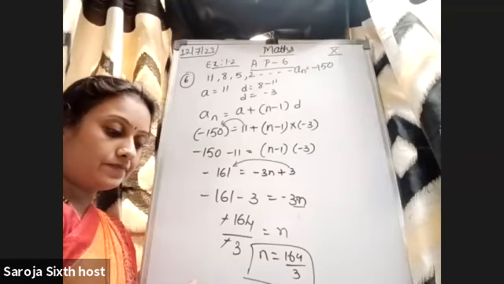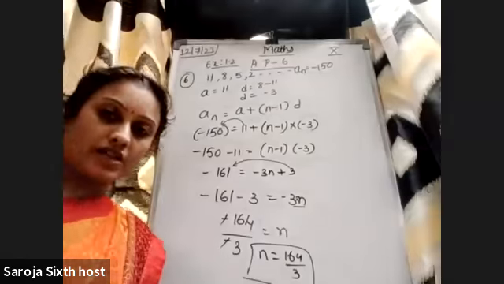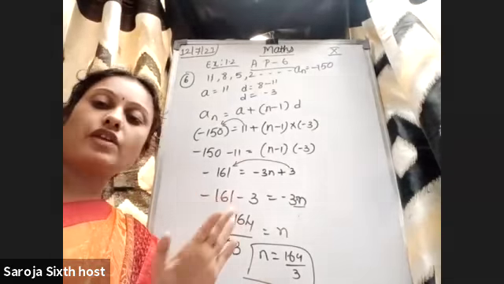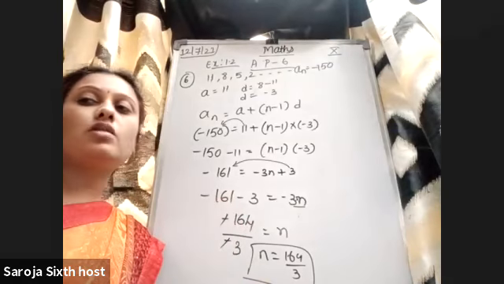Cancel this. Yes, ma'am. 54.6. You will not get a whole number, right? You will get it in the form of a decimal. Yes, ma'am. So then minus 150 is not a term of the given AP.